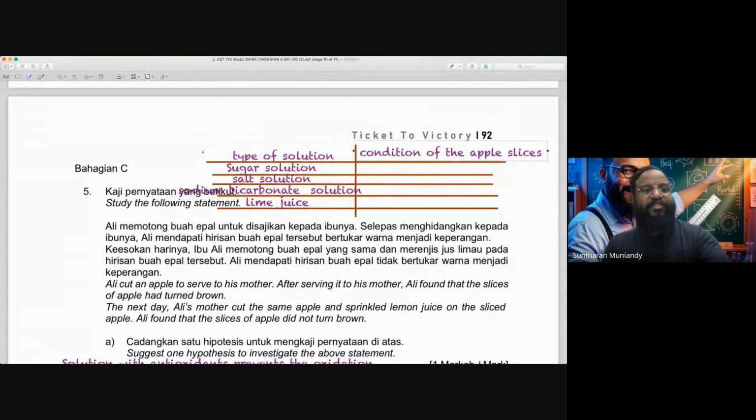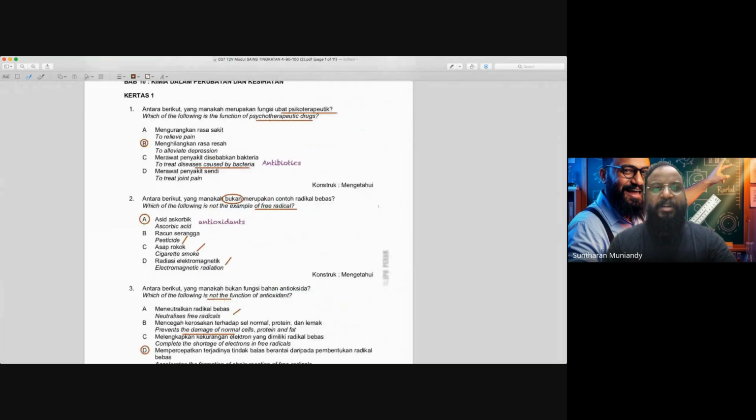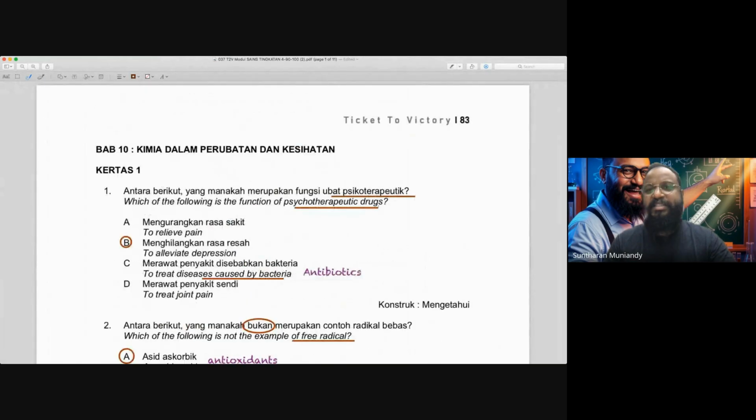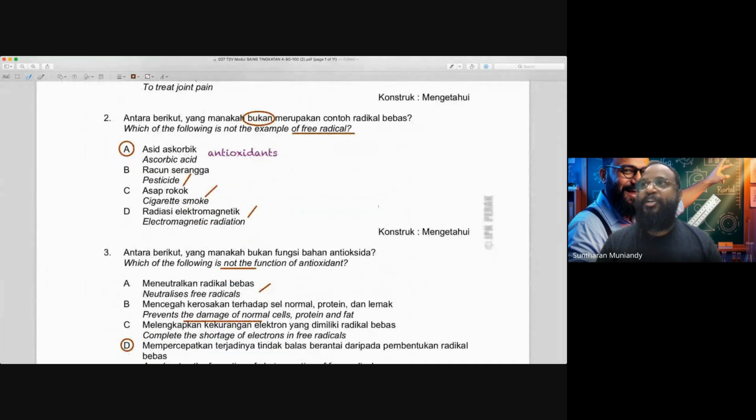Okay, that's all for today's lesson, guys. We have covered discussion on chemical, kimia dalam perubatan dan kesihatan. We are done with this ticket to victory module. Okay, next week we will be looking into another component, another topic. Okay, so revise, recall, recap.